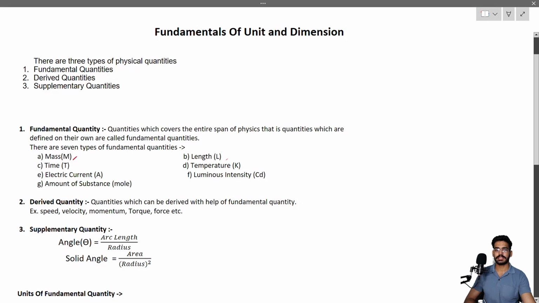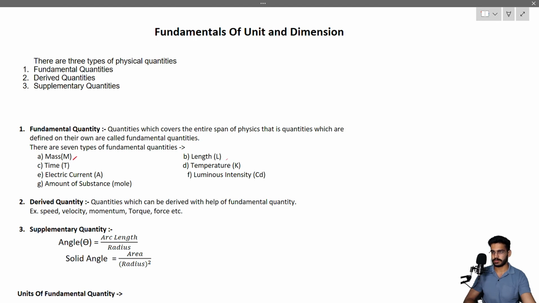Derived quantities are just derived from the fundamental quantities. So speed, that is distance upon time. Distance is here and time is here, both fundamental. Velocity is displacement upon time. Displacement is also a kind of length only, right? So length per unit time. Momentum is mass into velocity. Mass is a fundamental quantity and velocity is a derived quantity. So with the help of the fundamental quantities we are deriving that.